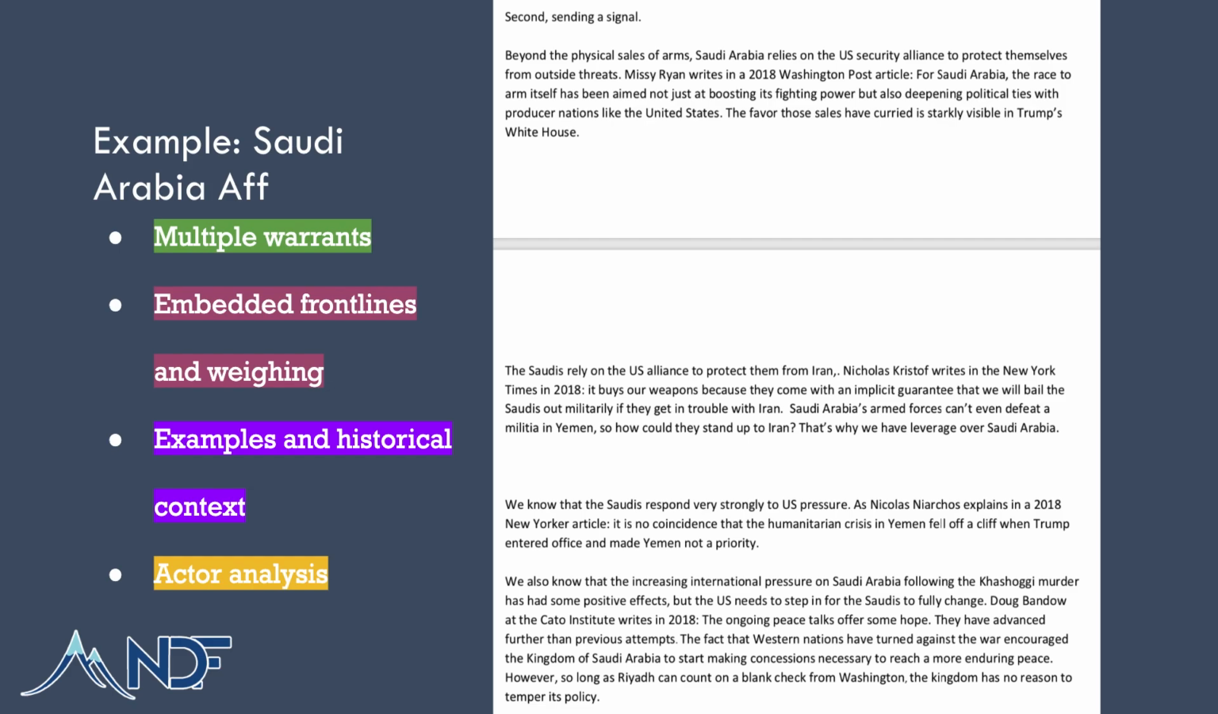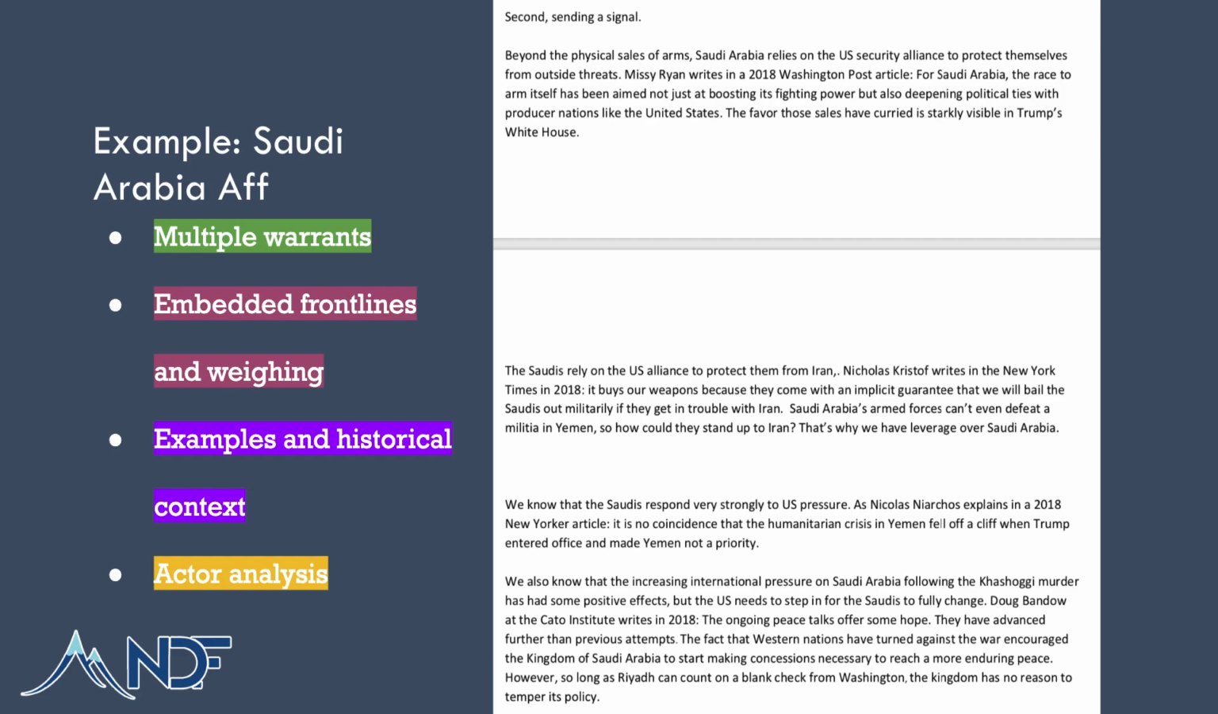Second, sending a signal. Beyond the physical sales of arms, Saudi Arabia relies on the U.S. alliance to protect themselves from outside threats. Missy Ryan writes in a 2018 Washington Post article, for Saudi Arabia, the race to arm itself has been aimed not just at boosting its fighting power, but also deepening political ties with producer nations like the U.S. The favor those sales have carried is starkly visible in Trump's White House. The Saudis rely on the U.S. alliance to protect them from Iran.